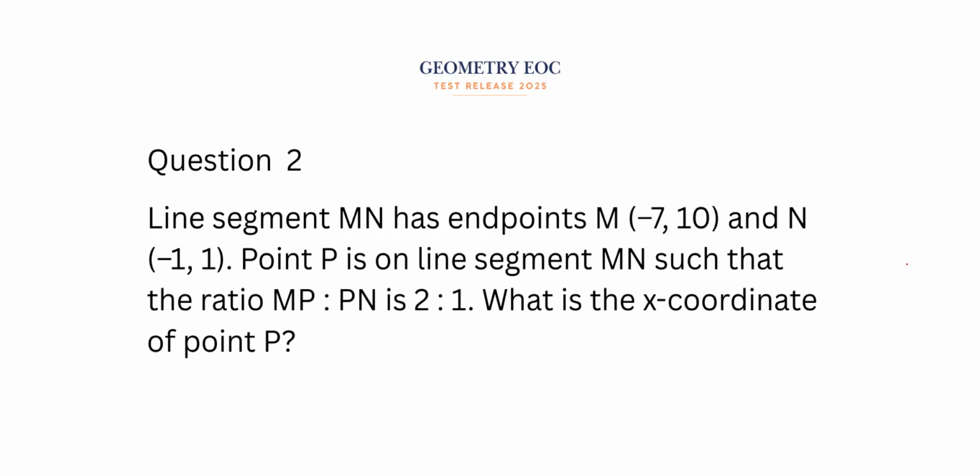Line segment MN has endpoints M (-7, 10) and N (-1, 1). Point P is on line segment MN such that the ratio MP to PN is 2:1. What is the x-coordinate of point P?